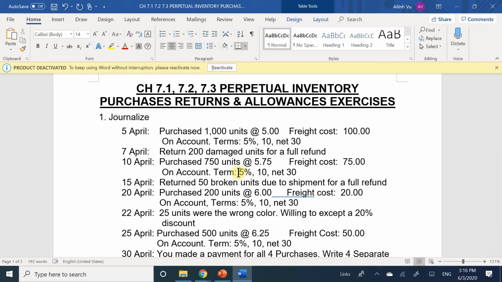5%, 10/30. Did we make the discount period? No, unfortunately, we did not. So therefore, we need to pay for the full amount. However, did we make another return? Yes, we did. 50 broken cups a unit.